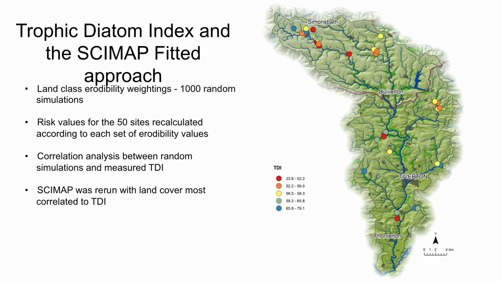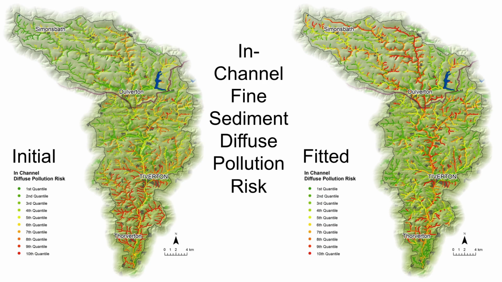So with a fitted approach, what happens is it produces, what I chose to do, 1,000 random simulations of the land class model, and then it gives you the risk values for each of your 50 sample sites, and you can then do correlation tests to work out which of those random simulations captured your data most accurately. And with the one that best fitted my data, I reran SCIMAP.